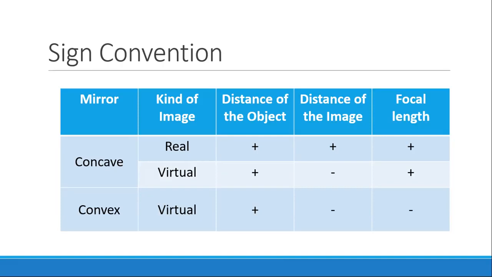Now, for the convex mirror, we always have a virtual image and the distance of the object is also positive. The distance of the image is now negative since it's a virtual image and it is formed behind the mirror. And the focal point of a convex mirror is after the mirror. Therefore, the sign convention for this is negative. Let's have examples for this.